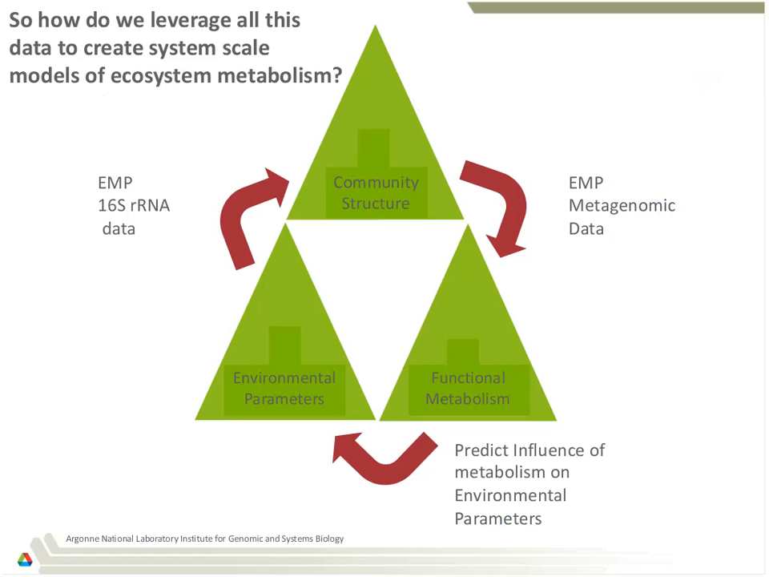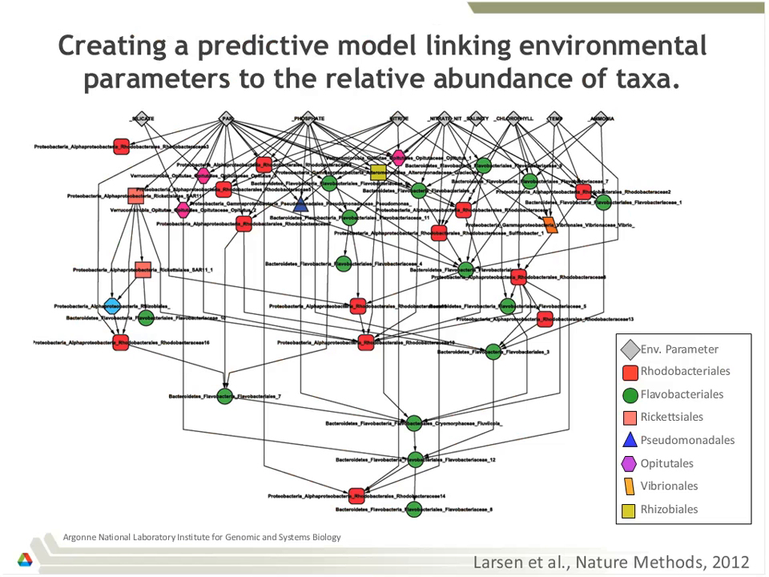And then we use that functional metabolism to determine the influence that that community at that time could have upon the environmental parameters, i.e. a sudden increase in nitrogen fixers may be significantly increasing the amount of nitrogen content in that system. And so we can spin this model and make it go around and around ad infinitum to predict overall ecosystem structure.